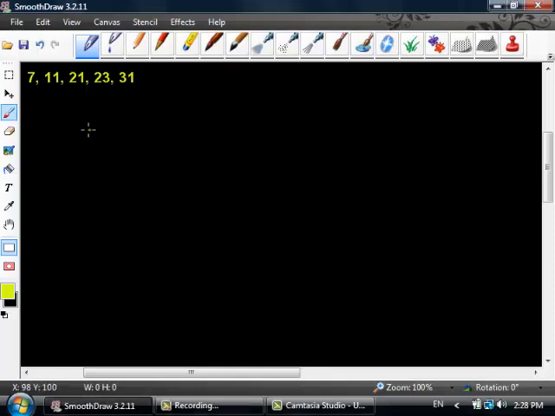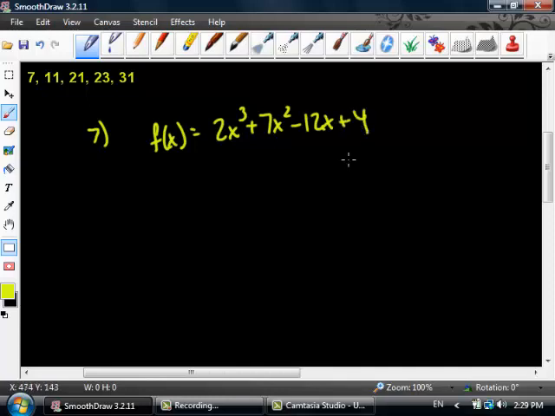So number 7 is f of x equals 2x to the third plus 7x squared minus 12x plus 4. And now they're asking us to state all the possible rational zeros. Remember, we use our p over q to figure out rational zeros. So the factors of p are going to be 1, 2, and 4. Factors of q are going to be 1 and 2.